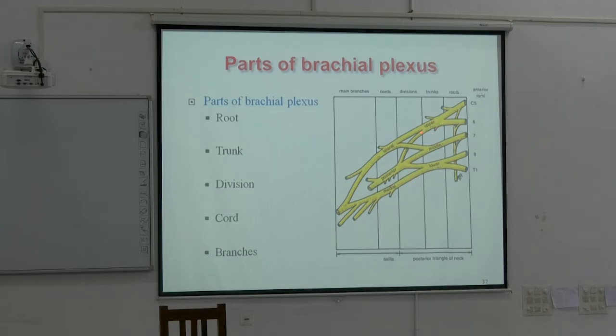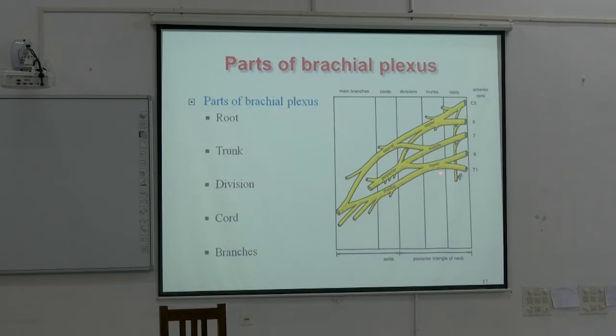Then each of them, upper, middle and lower trunk, splits into 2 equal branches. We call them divisions. Now you see the divisions taking place, 1 and 2, 1 and 2, 1 and 2. We call these divisions anterior divisions and posterior divisions. Alright. So these trunks, how many of them? 3. How are these trunks formed? From the ventral rami of these 5 roots. The upper 2 and the lower 2 unite, making these 3 trunks.